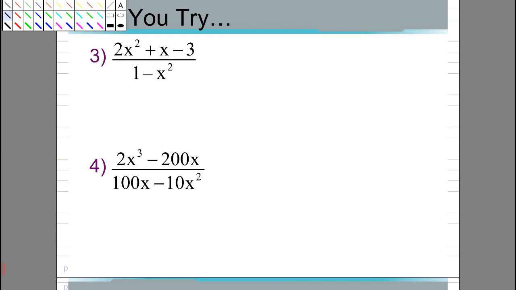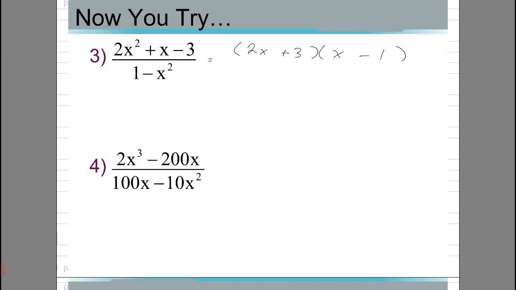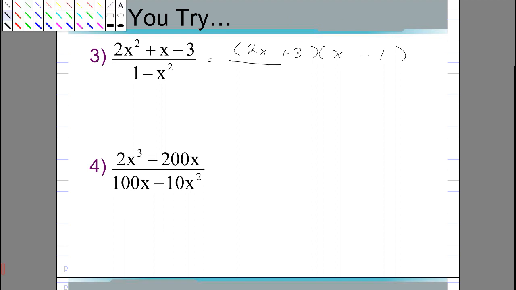Okay, a couple more. On number 3, that one is going to factor as, well, a 2x and an x. Let's see, a negative 3, a positive 3, and a negative 1. Okay, because that will be 2x squared, 3x minus 2x, be 1x, and then negative 3. The denominator will factor as 1 plus x and 1 minus x.